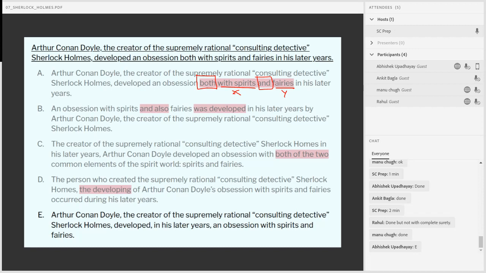And finally, that big modifier error. The person who created the supremely rational consulting detective Sherlock Holmes, comma. After the comma, we need the person who created Sherlock Holmes. The developing of Arthur Conan Doyle's obsession is not the creator of Sherlock Holmes. It needs to be the author. So Arthur Conan Doyle needs to be there. This is, I think, an important point. Quick check. Is everyone comfortable with this? All right, a couple of yeses. I'm guessing Ankit is perfect.